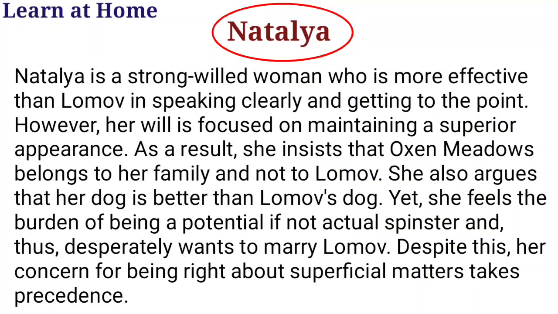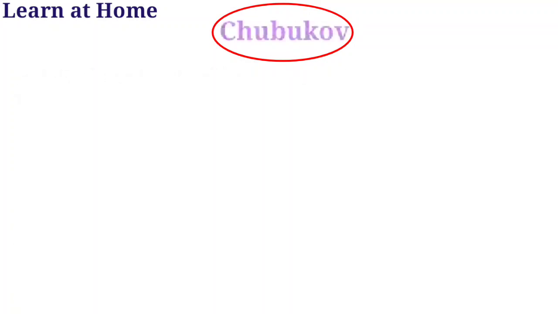She also argues that her dog is better than Lomo's dog. Yet she feels the burden of being a potential, if not actual spinster, and thus desperately wants to marry Lomo. Despite this, her concern for being right about superficial matters takes precedence. Chubko.